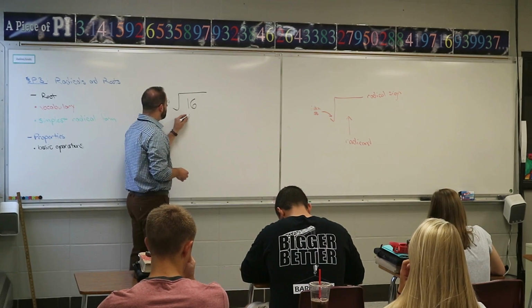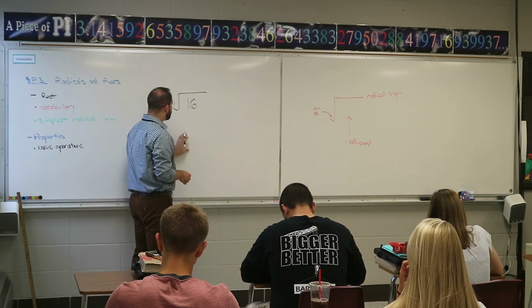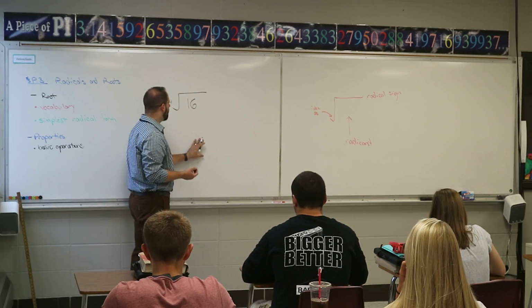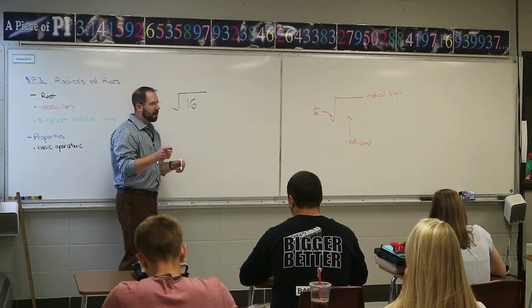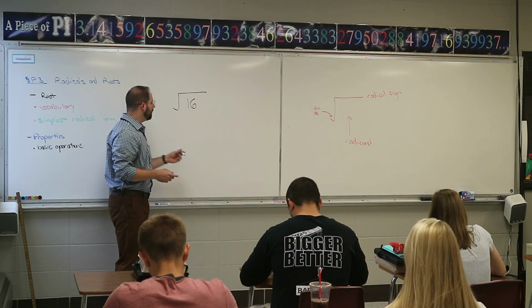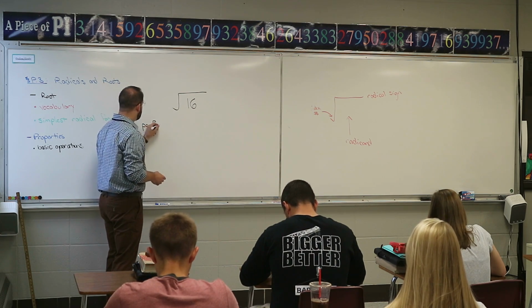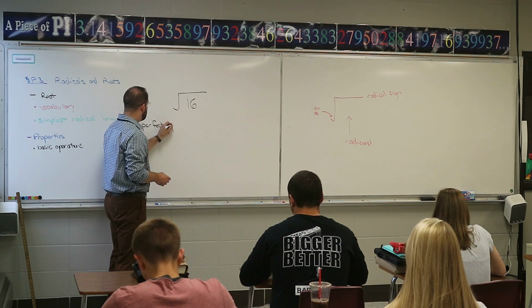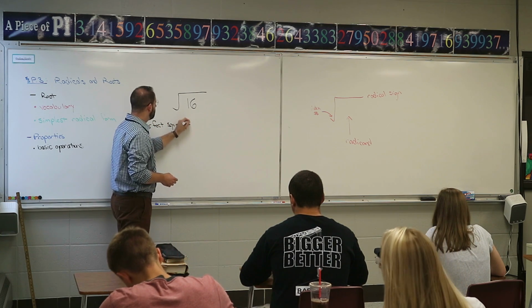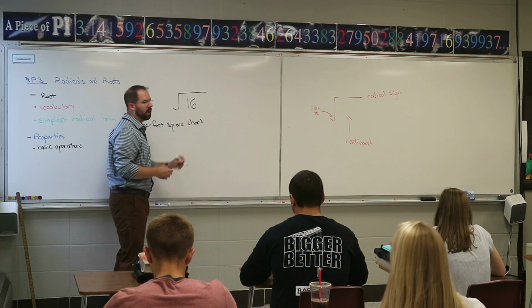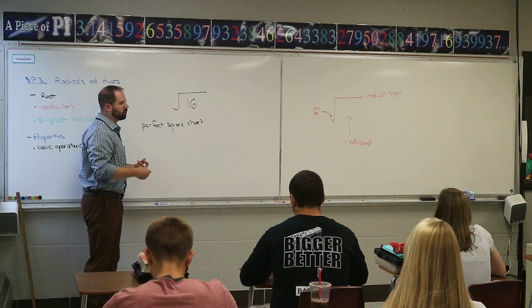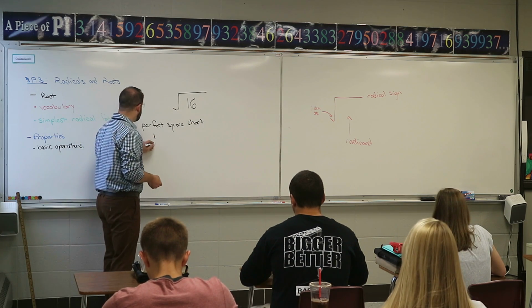So simplest form is when you break this down into the smallest numbers you can, so that you can take radicals of it. There's two methods of doing this. One method is you actually memorize the perfect square chart. The perfect square chart will help you take square roots of numbers. I'll show you how to use that here in a little bit, but here's the perfect square chart.